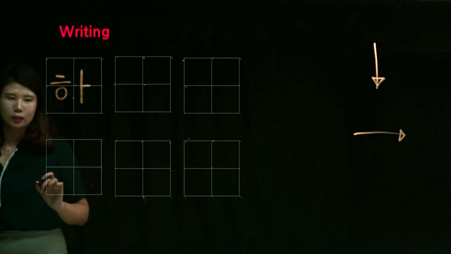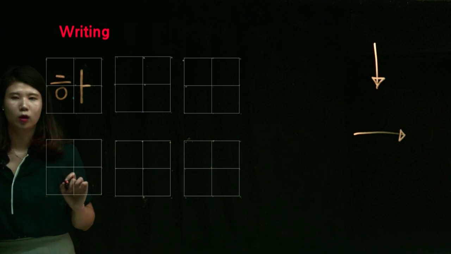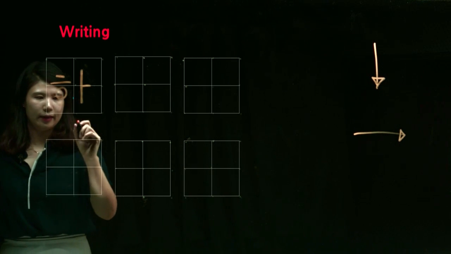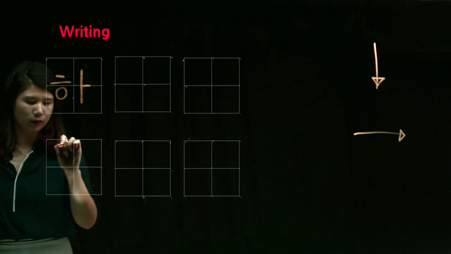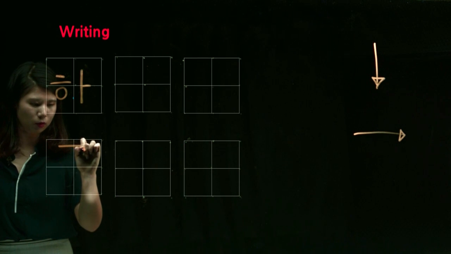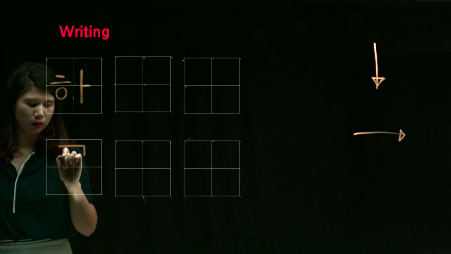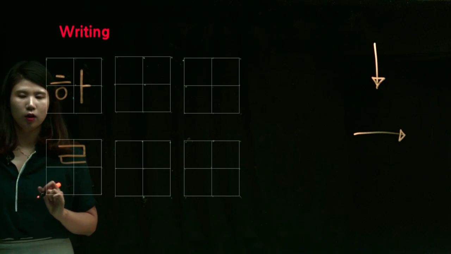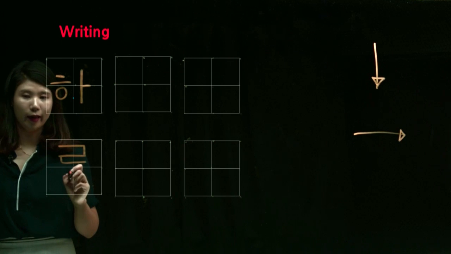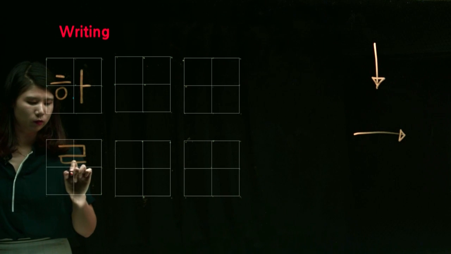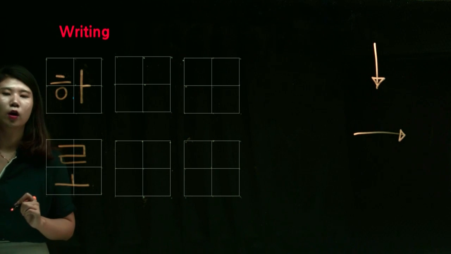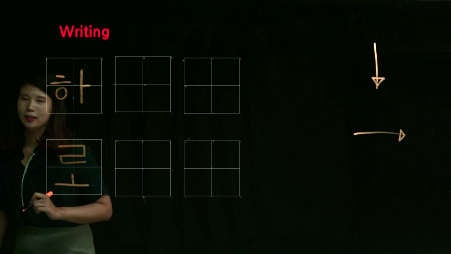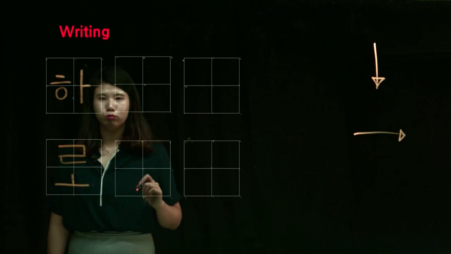Okay? The next one we're going to write is lo. Lo. Okay? The l goes left to right and top to bottom in just one stroke. Left to right, top to bottom, and left to right, like this. L. And o. O goes top to bottom, left to right. Lo. Very good.